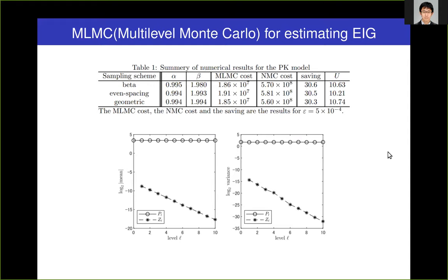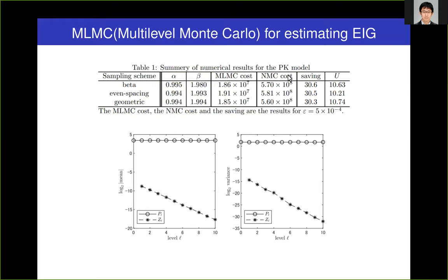And this is the result of the estimation of EIG. In the above table, we compare the three schemes. Alpha and beta are the parameters of MLMC. The theoretical value is alpha equal 1, beta equal 2. So this result agrees well with the theory.